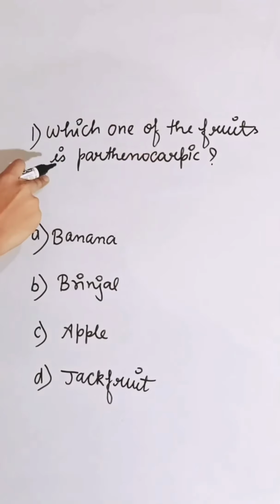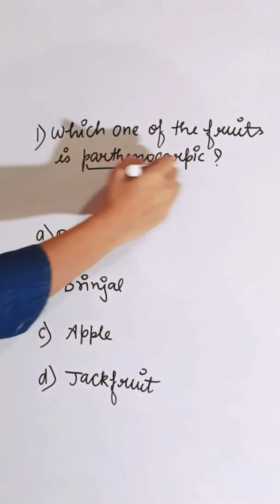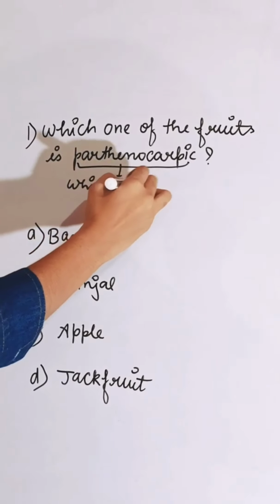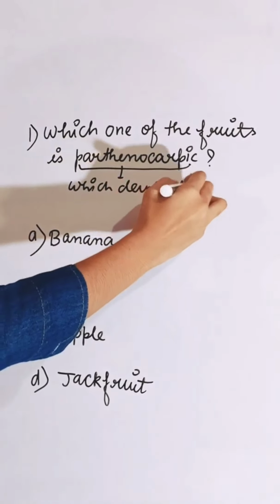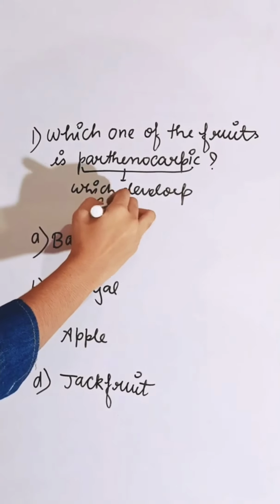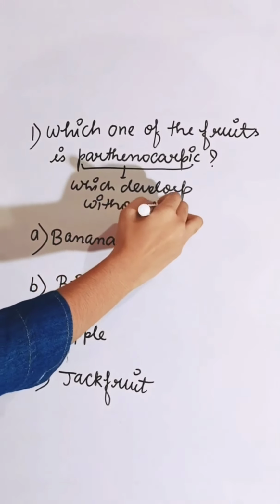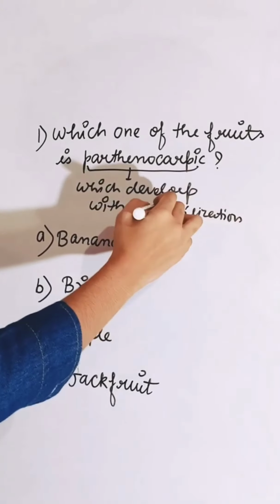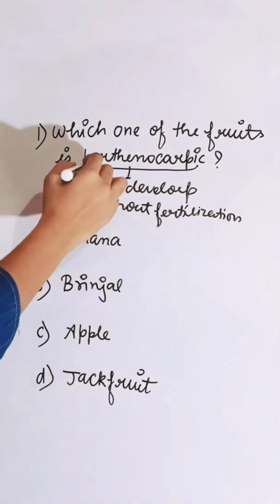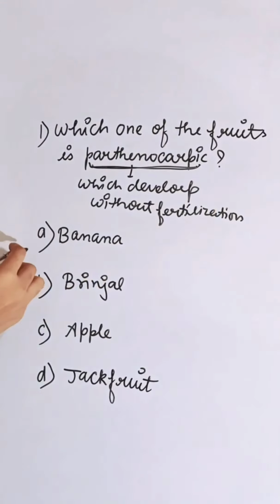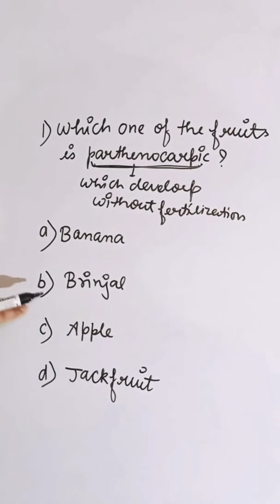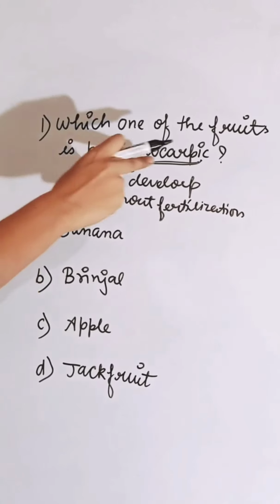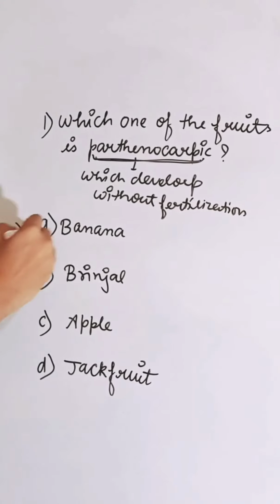Which one of the fruits is parthenocarpic? A parthenocarpic fruit is one which develops without fertilization. The formation of fruit without fertilization is known as parthenocarpy. First option banana, second brinjal, third apple, fourth jackfruit. Banana is a parthenocarpic fruit. So the correct answer is A.